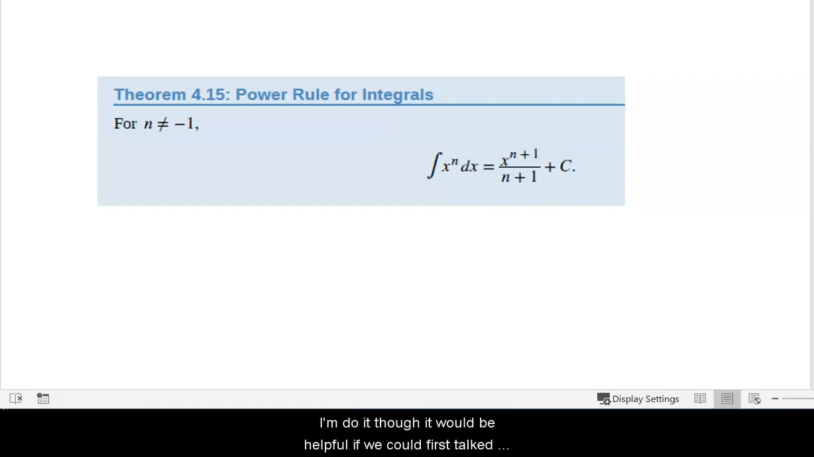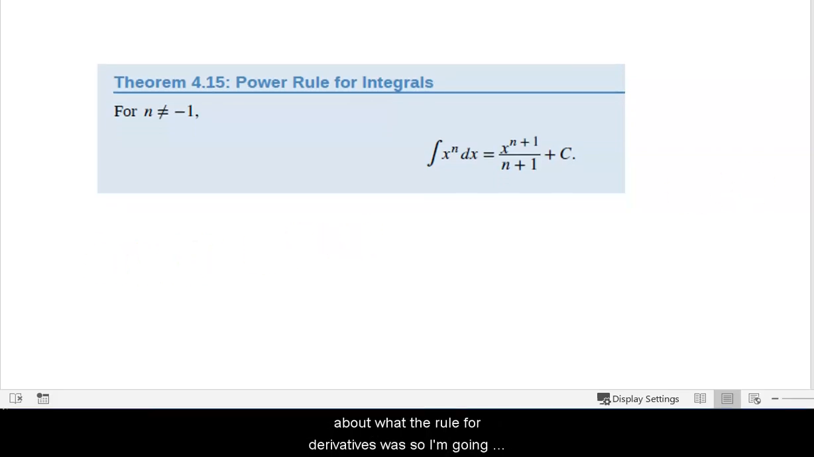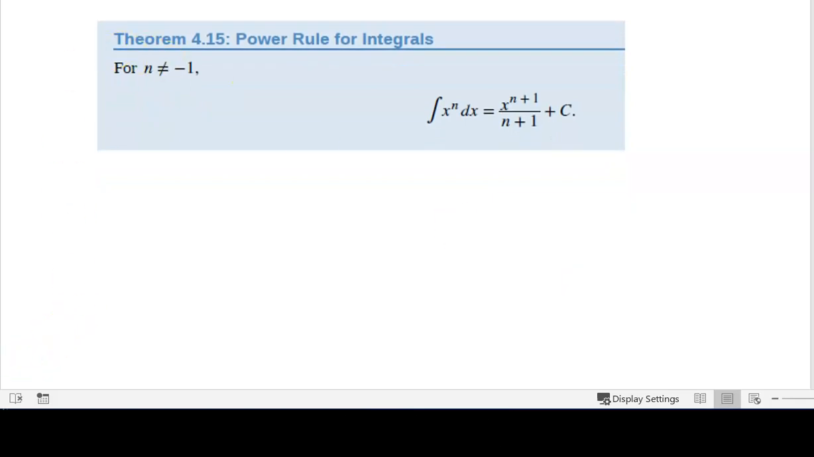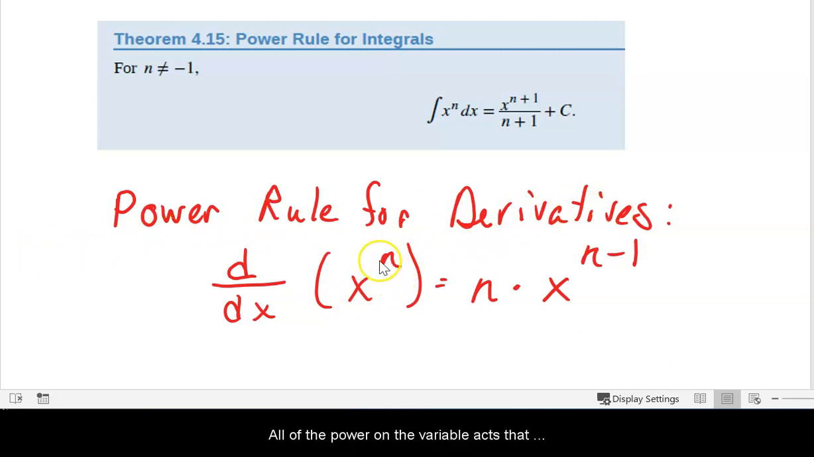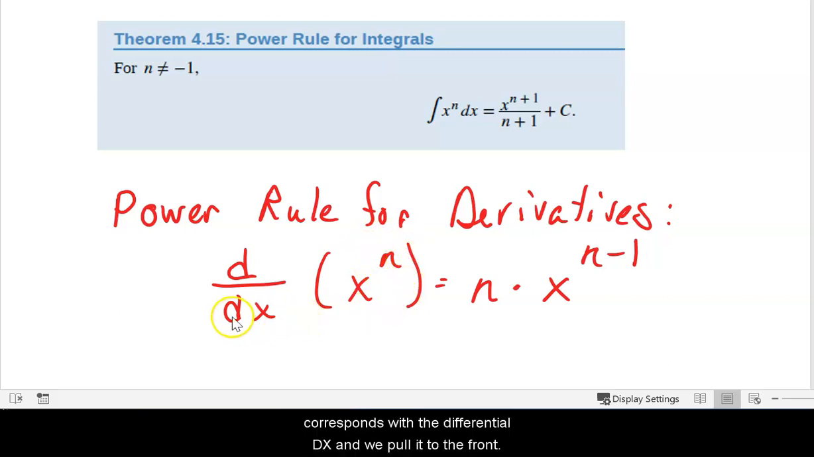To undo it, though, it would be helpful if we could first talk about what the rule for derivatives was. So I'm going to write that below. To be able to do integration, we need to be able to undo the power rule. For the derivatives, when we apply the power rule, we pull the power on the variable x that corresponds with the differential dx, and we pull it to the front. It becomes a factor that is multiplied by the original base to the power reduced by 1.